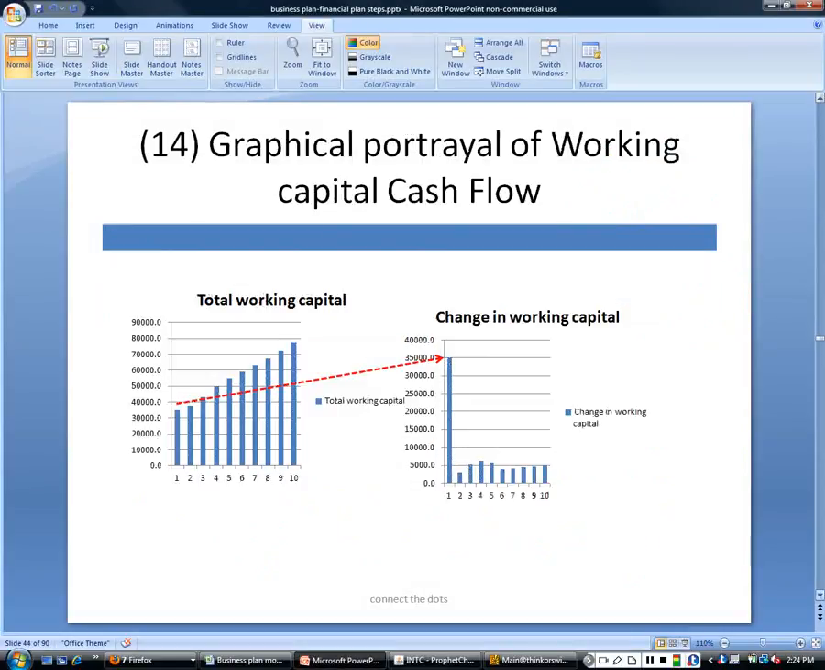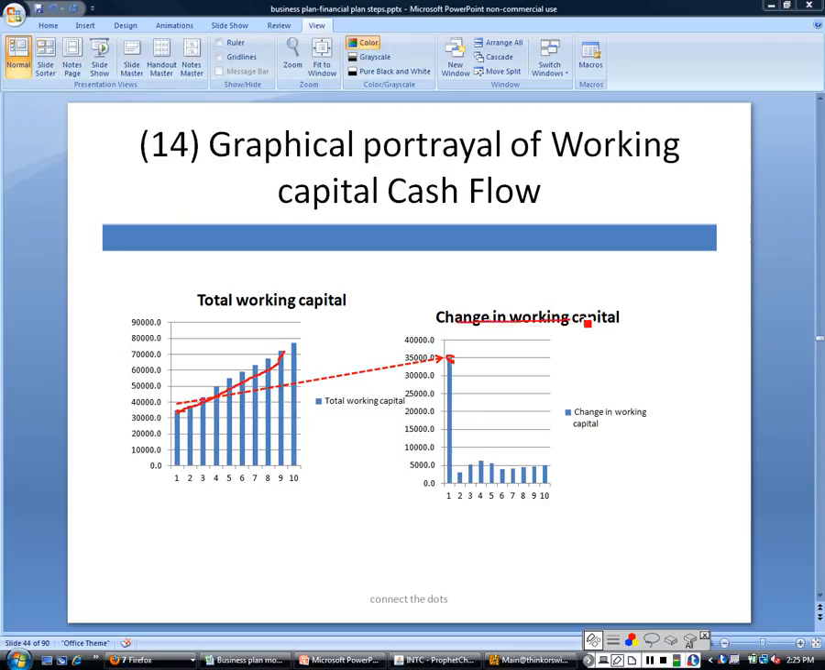Now graphically you want to show it. Basically, all I've done is take the data and show graphically what it looks like. It says that the working capital I will need to support the business will start at about 35, which is right at this number, and it's going to grow. Why? Because the business is growing.